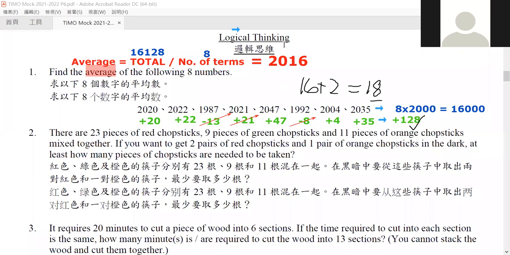Okay. So now you need to take time to check your answer. So this is our question 1. Okay, so let's go to our second question.